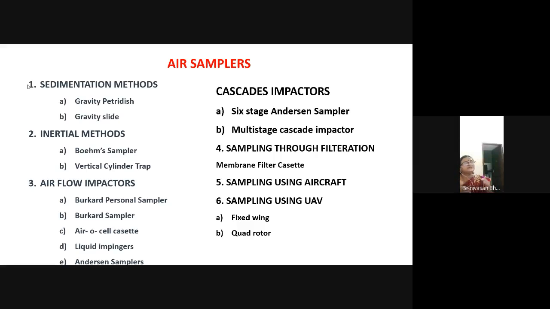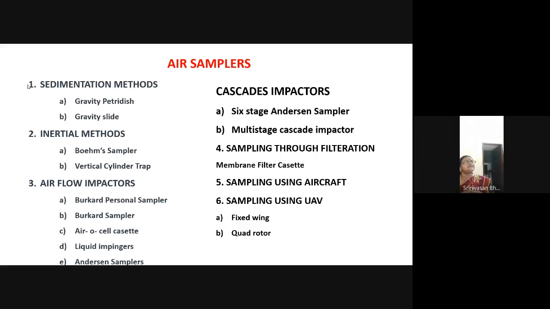So in this, we are going to see about the Burkhardt personal sampler, Burkhardt sampler, aerosol cassette, liquid impingers, and Anderson samplers. When we talk about the cascade impactors, mainly we'll see the different stages of the Anderson sampler. There is a single-stage, 2-stage, and 6-stage Anderson sampler, which comes under the cascade impactors, and the multi-stage cascade impactors. So the cascade impactors also fall under the airflow impactors.